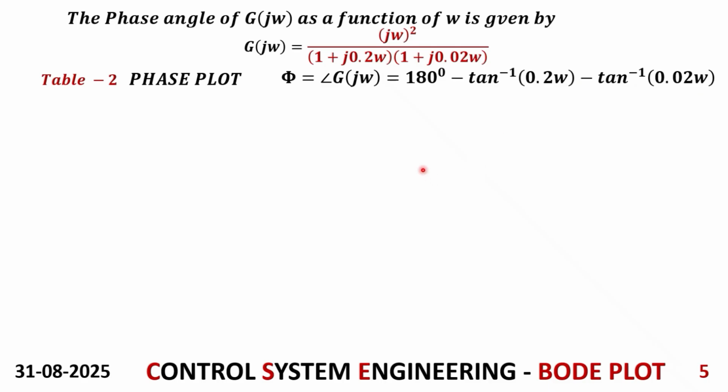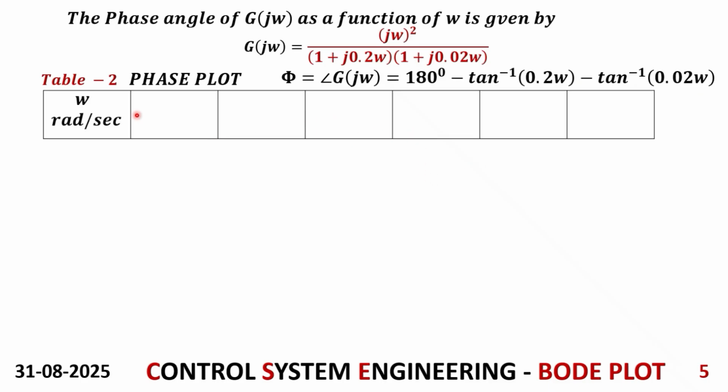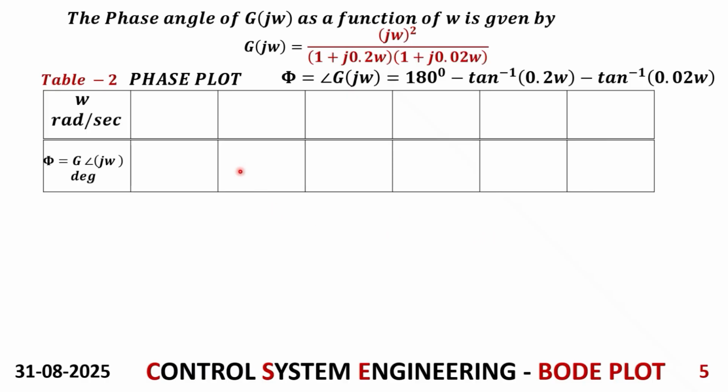Now we'll see the table for how to construct your phase plot. So first we will take the various values of omega. For understanding purposes, one calculation is shown here directly, and the other calculations you can check from the description in the link which is given, on how to calculate this by using a calculator. So phase angle is G of j omega in degree, and omega is in radian per second. First we will take it as 0.5 and we'll get it as 174.